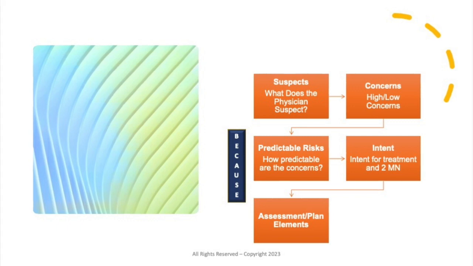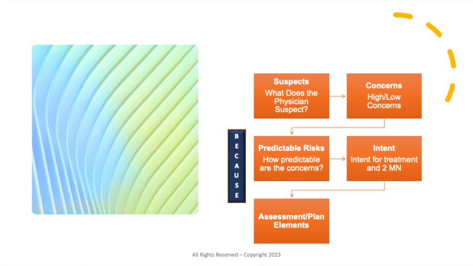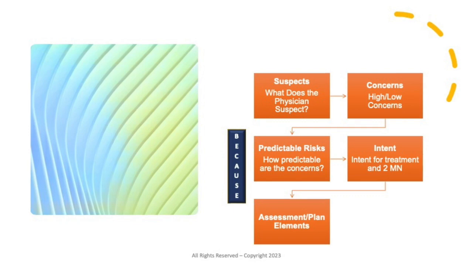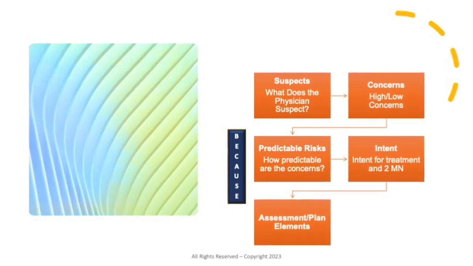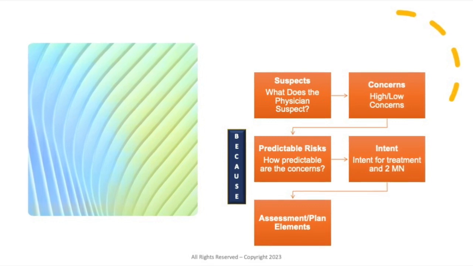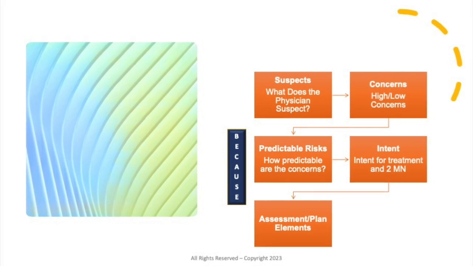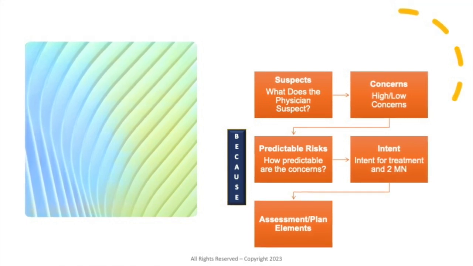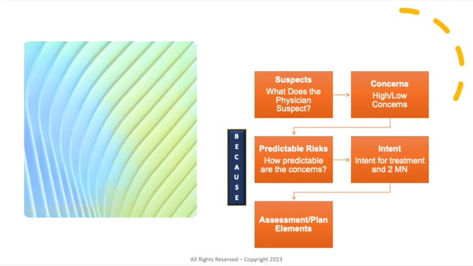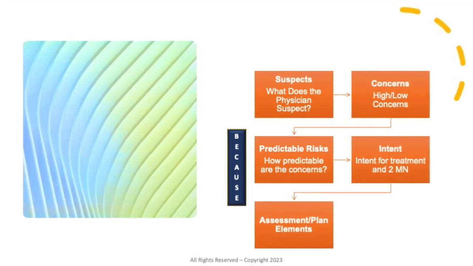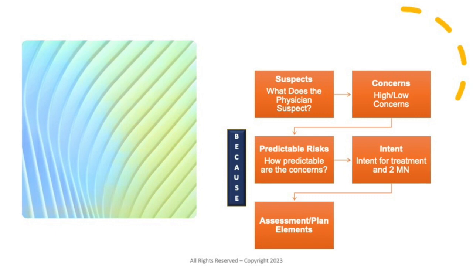So suspects, what does the physician suspect? It's actually your differential diagnosis, but they must be diagnoses that are pertinent to the case as it stands and as it has been documented. And I will say that if you have high levels of concern for highly predictable events, those patients tend, keyword tend, not 100% of the time, tend to be inpatient. If you have low levels of concern for low predictable events, those patients tend to be observation.